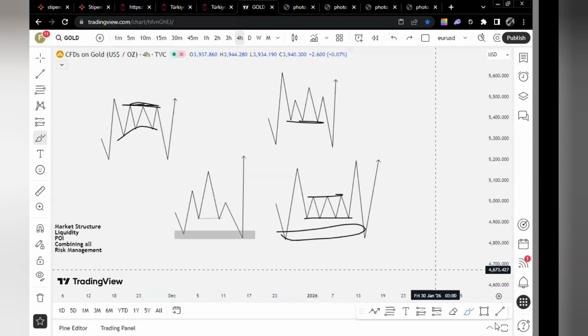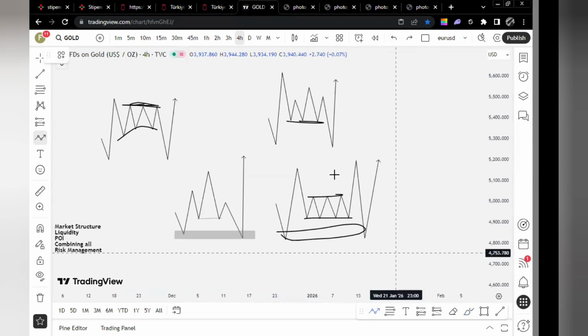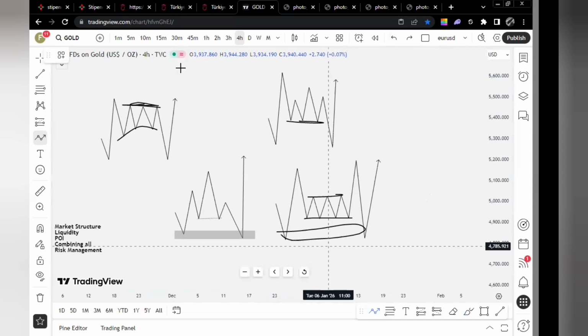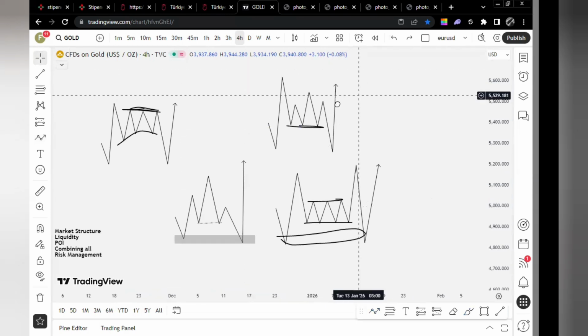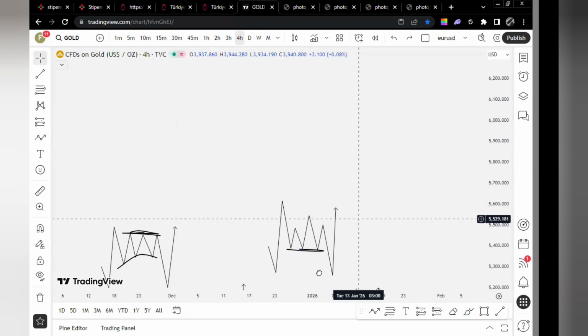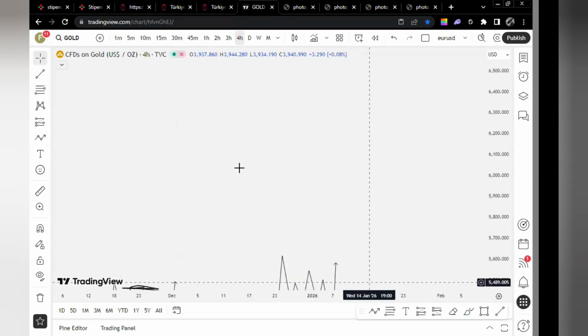And now trend line liquidity. Trend line liquidity is the strongest liquidity. It overrides every other kind of liquidity. It is very, very strong. Now let's draw trend line liquidity. Let me show you how it looks.